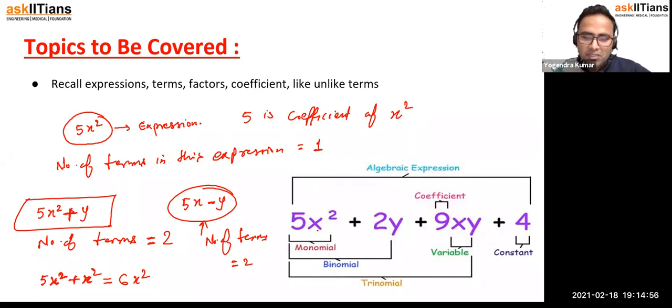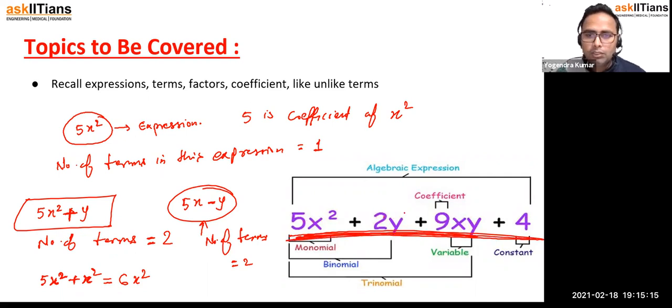You can understand from this example now: 5x square is just one term. Then 2y is another term added, so together these are two terms. Now 9xy is another term. Let's say the total expression has how many terms? One, two, three, four. Four terms we have.